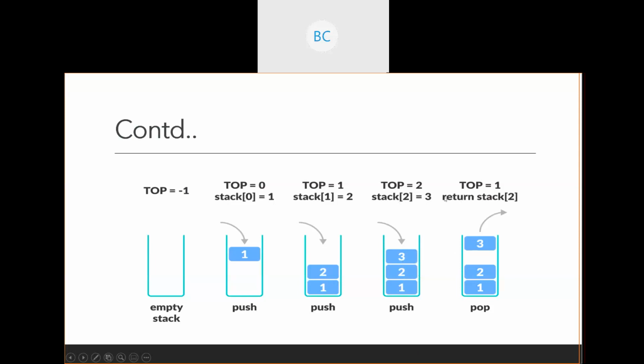Okay. Whenever you want to pop item, first you simply decrease the top value by 1. See, from 2 it becomes 1 in the pop operation, and you will simply remove the item from the stack. Is it clear how it works? Is it clear to all?